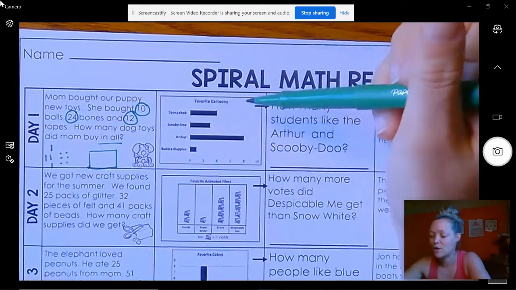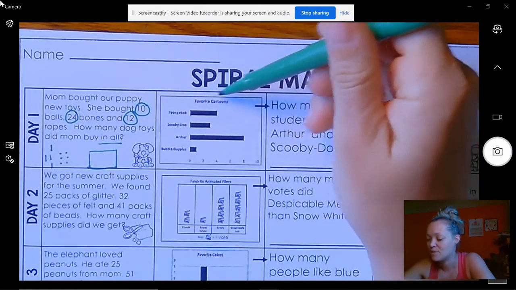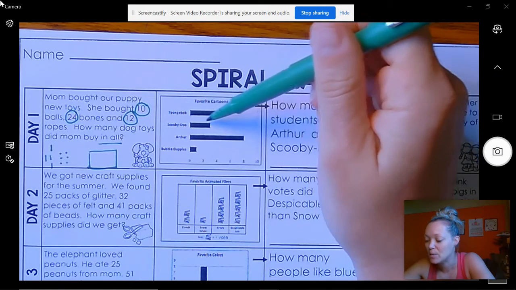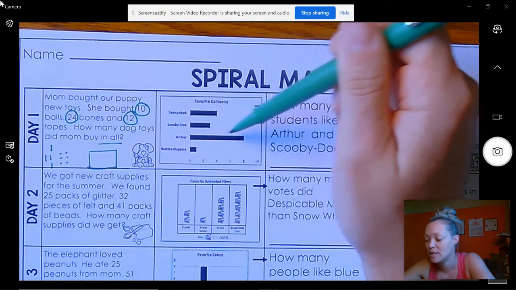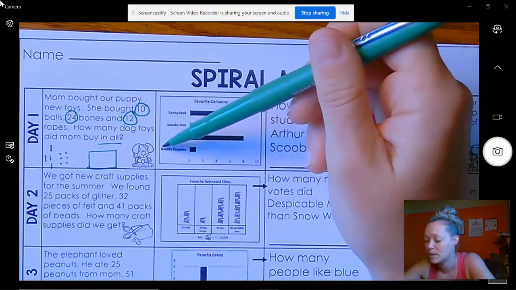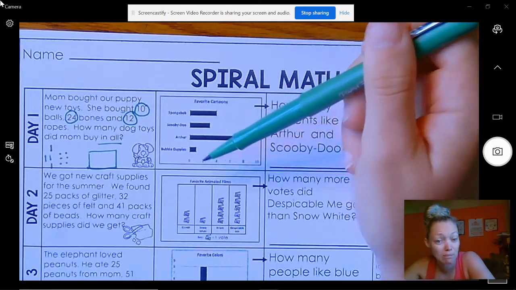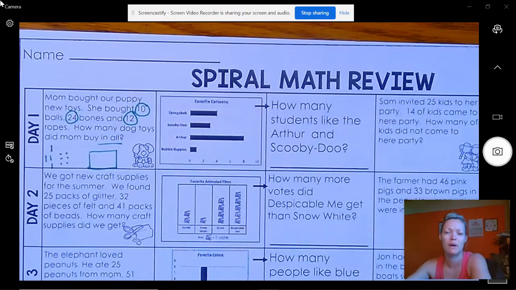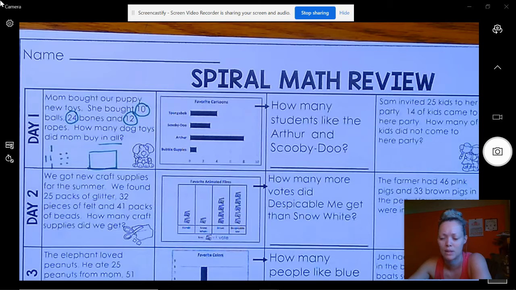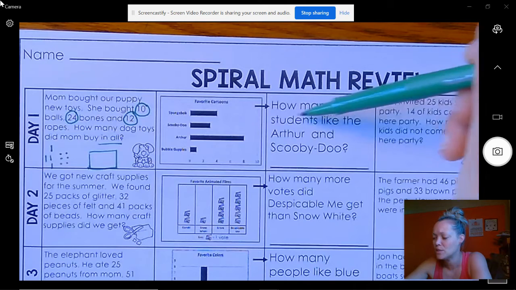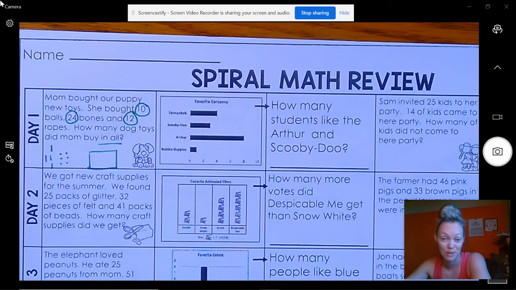So on the next one, we have a bar graph, and it says favorite cartoons. The first one is SpongeBob. The second one is Scooby-Doo. Third one is Arthur. And then the fourth one is Bubble Guppies. Never heard of that. So take a look and just think about, what do you notice about the graph? SpongeBob, Scooby-Doo, Arthur, and Bubble Guppies. Now here's your question. How many students like the Arthur and Scooby-Doo?